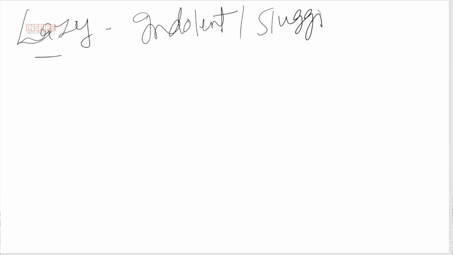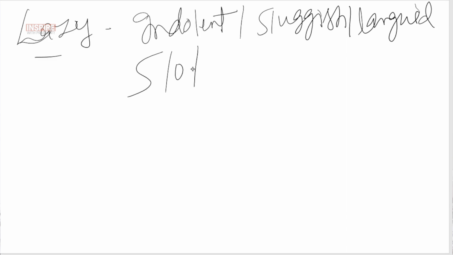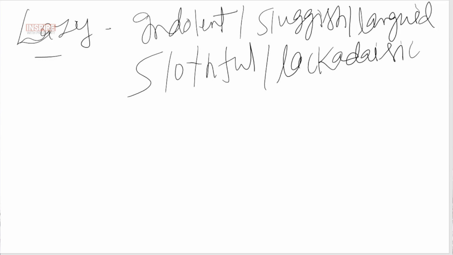So for the people who are lazy, there are a lot of words in the same segment. Remember a word like indolent. Remember a word like sluggish, lazy. Remember a word like languid. We know that animal, sloth, so slothful. A very top word like lackadaisical. So for somebody who is really lazy, these are the words which are very frequent in the exam.